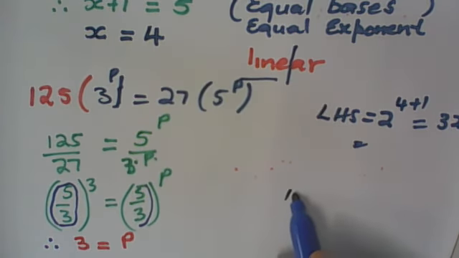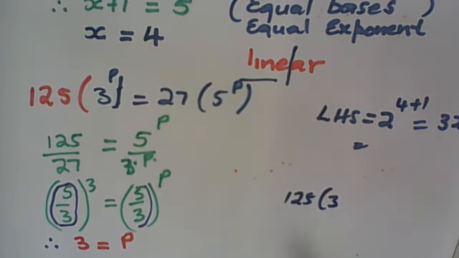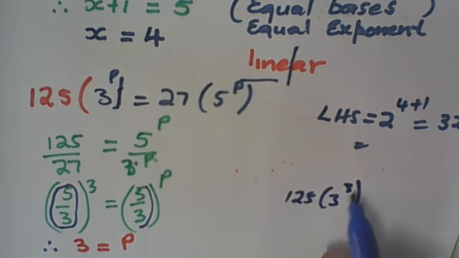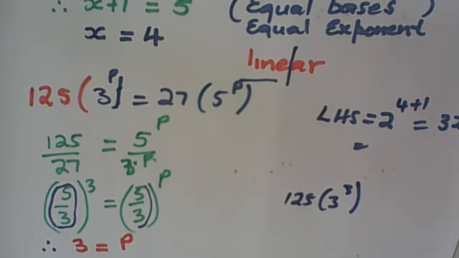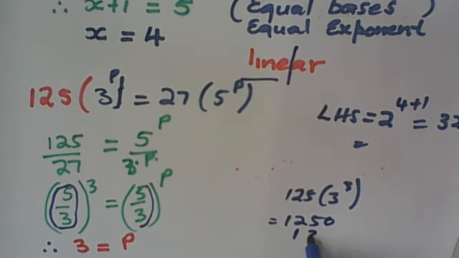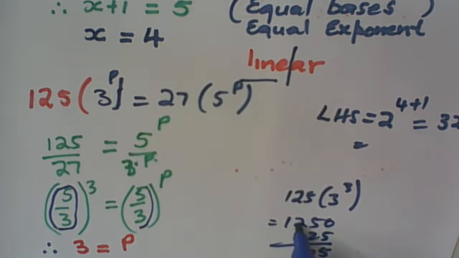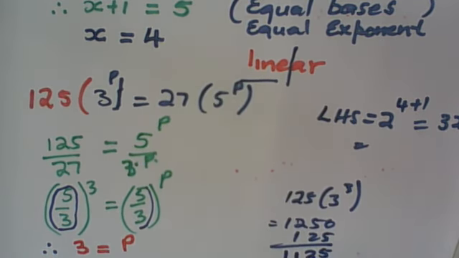Now let's check this one. We have 125 times 3 to the power p. What is the value of p? It's 3. Then this is 9 times 125. The fastest way of multiplying by 9 is to multiply that number by 10 and subtract that number. Then that will be 1250 minus 125, which is 1125. This will be the answer.